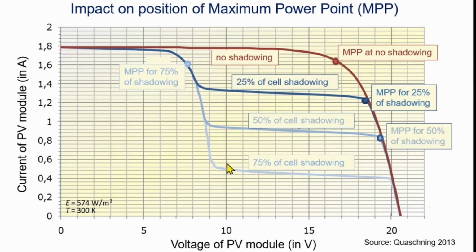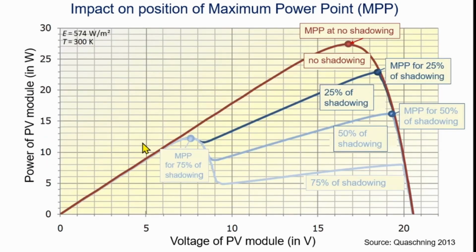And here you see the effect of the full shading. This is a power curve now. So you have here the MPP at no shading. Here's the maximum power at about 27, 28 watts. If we have 25% shading, we have a reduction to about 23 watts and so on. And if we go to 75% of shading, we still have about 13 watts here, but at a much different voltage level, as you see here.